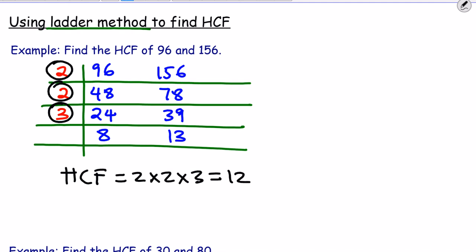Now, if you look at the previous question that we worked, which was finding the highest common factor of 96 and 156 using Venn diagrams, we ended up with the same answer as this one. So I'll leave it up to you to decide which method is easier, but of course the ladder method is much shorter.